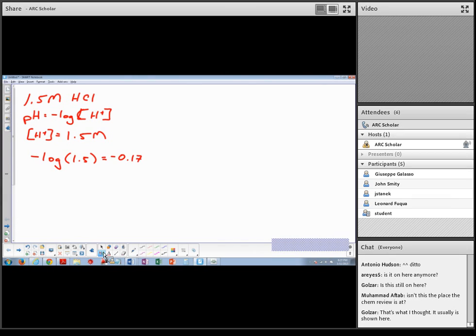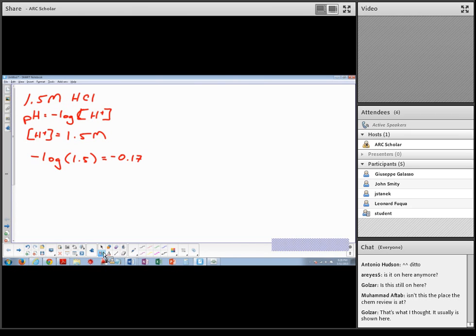Does that make sense? I hear someone say no. pOH can be more than 14. pH can be less than 0. The pH scale is not hard and fast, starting at 0 and stopping at 14. You can go below 0, you can go above 14. Okay?